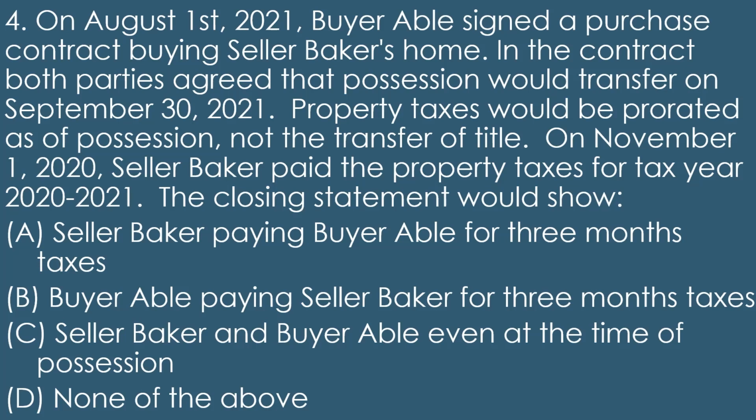So what they're saying here is Abel is buying Baker's property. Abel is going to be taking possession on September 30th, 2021, but they stated in the contract that property taxes are actually going to be prorated as of possession, not the date that transfer of title actually took place. Usually it would be on the date that title is transferred, but it was decided in the contract that it would be based off of the date of possession.